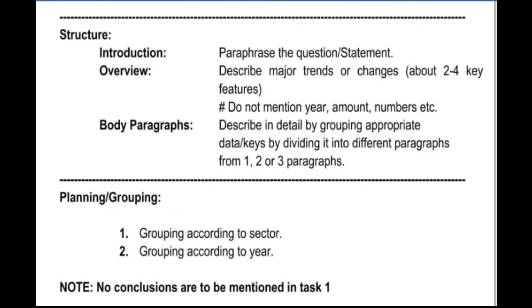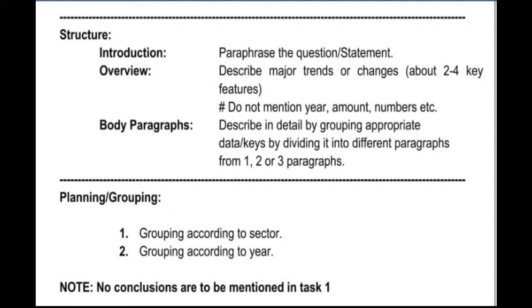In comparison, at the end of the period, that is the year 2016, healthcare and education became the largest economic segment, and the lowest contribution was made by financial, business and other services. So this is our end of the overview. Next, we need to make sure that we write our body paragraphs.